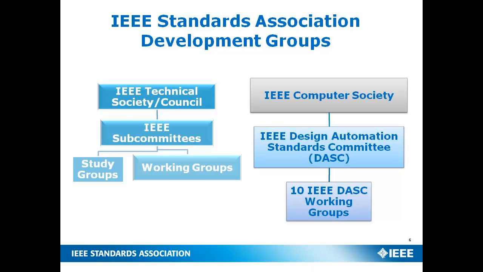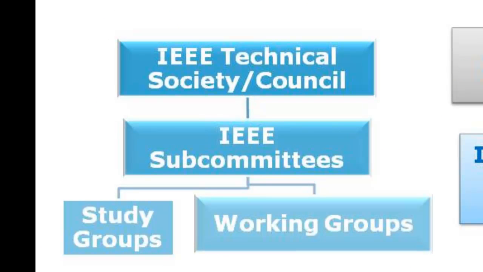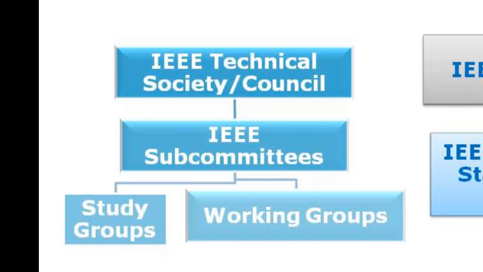Within IEEE, there are 45 different technical societies and councils that provide technical oversight for IEEE standards development. These societies and councils are made up of various technical communities that are populated by technical working groups. At the level of working group and study group is where the real work of standards development takes place, with the development and review of draft standards documents.